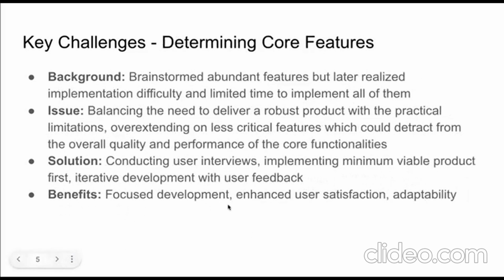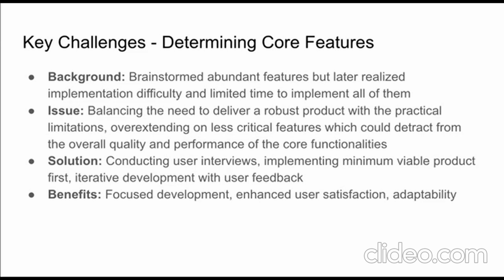Another challenge we faced is determining the core features of our translation website. So we brainstormed a lot of features at the beginning, but later realized there is lots of implementation difficulty and limited time to have all of them done. So we really need to balance the need to deliver a robust product along with our practical limitations. If we spend too much time on the less important features, this could distract us from the overall quality and the performance of our core functionalities. Those are what users really care about.